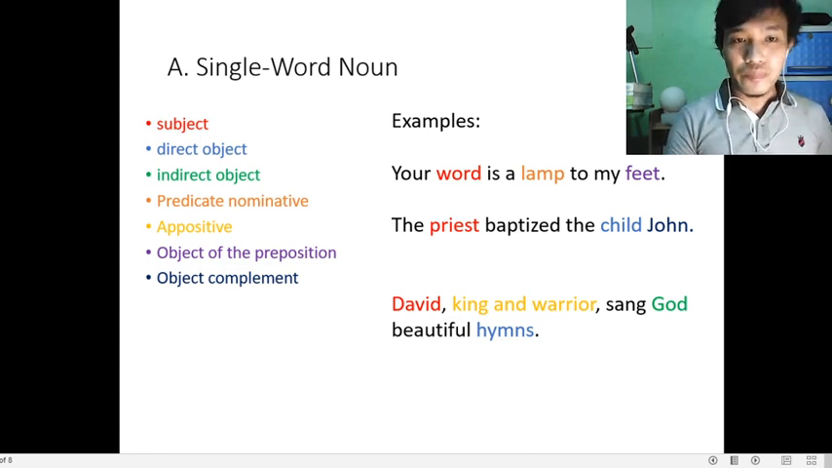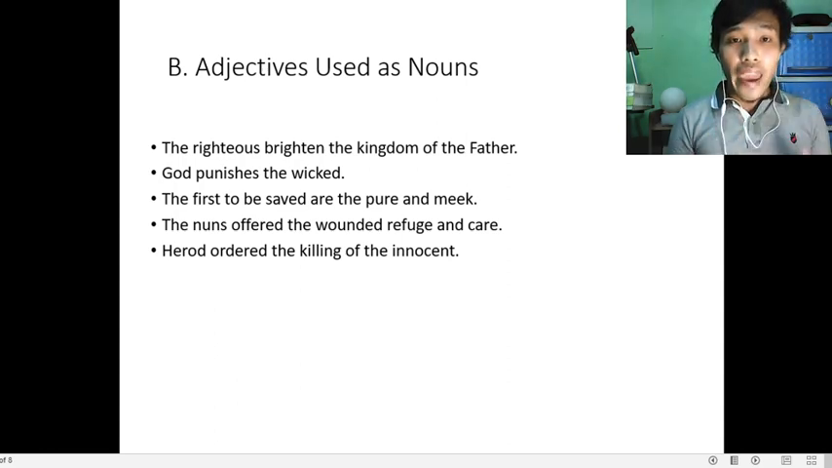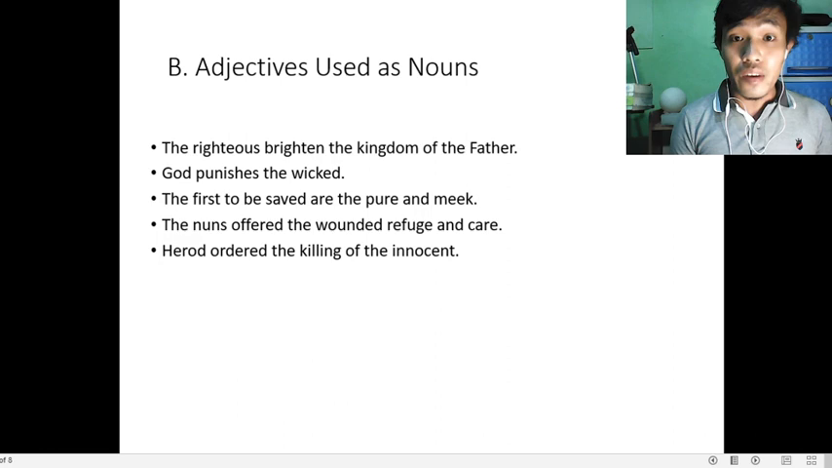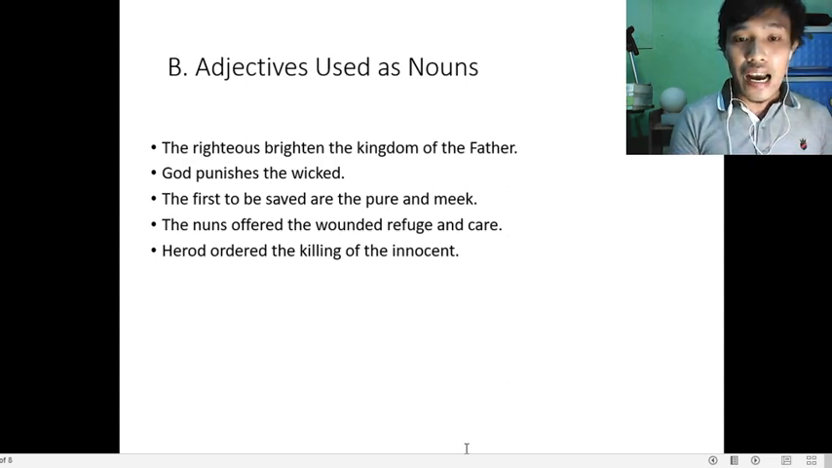Okay, moving on. An adjective may also be used as a noun. Again, an adjective may also be used as a noun. I'll give you time to identify the adjectives that are used as nouns. All you have to do is to identify all the adjectives that are used as nouns.